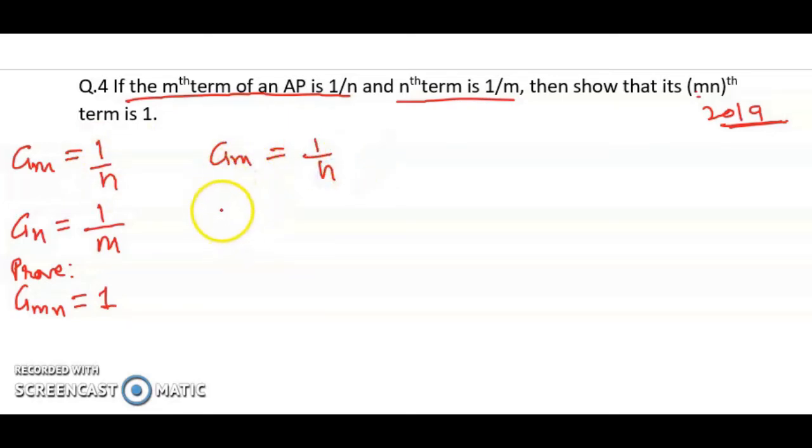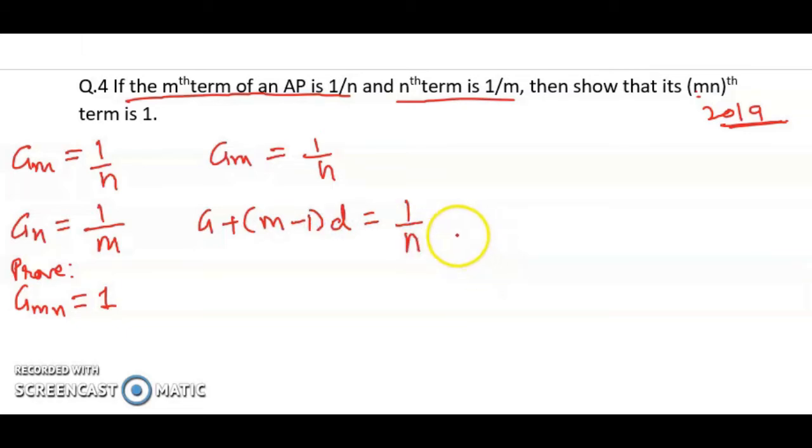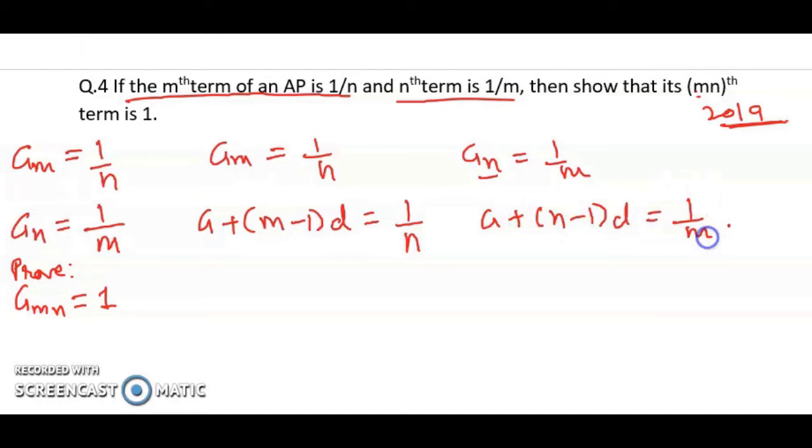If you put the formula of am, you can write a plus m minus 1 d. The mth term of an AP will be equal to 1 upon n. Same way, your nth term of an AP is given as 1 upon m. If you put the formula of an, it will be a plus n minus 1 d, that will be equal to 1 upon m.